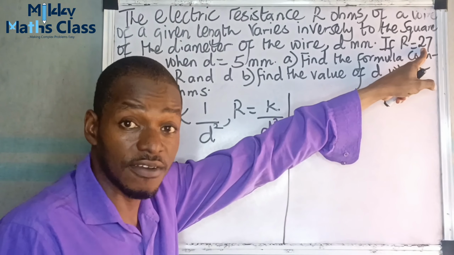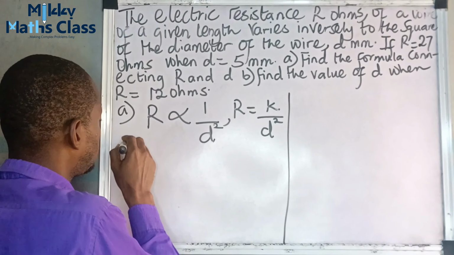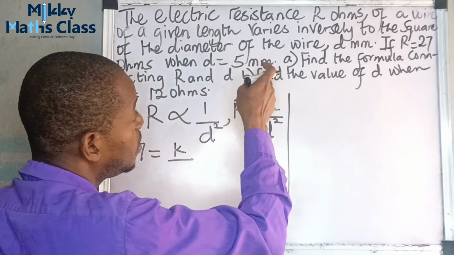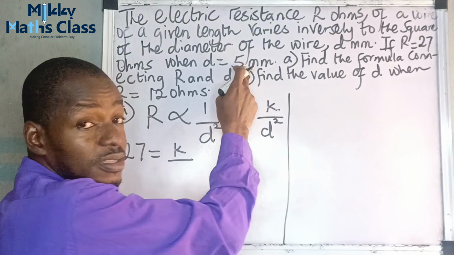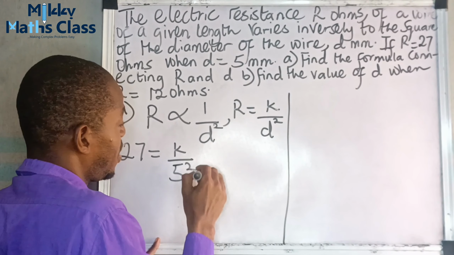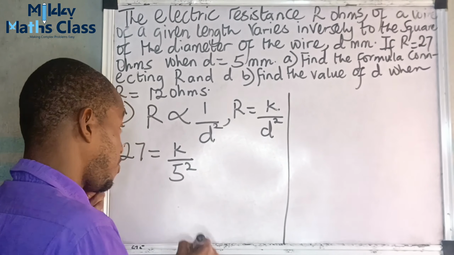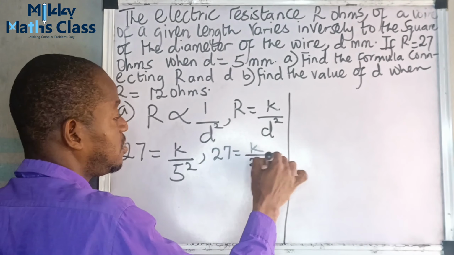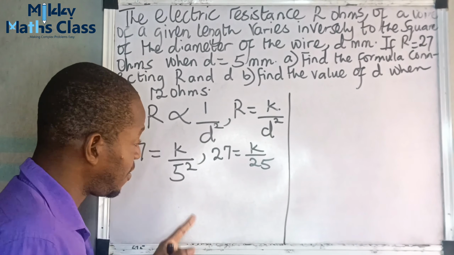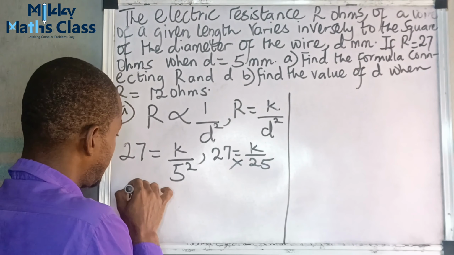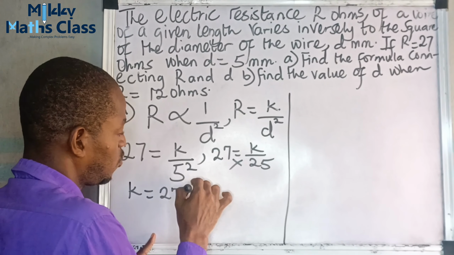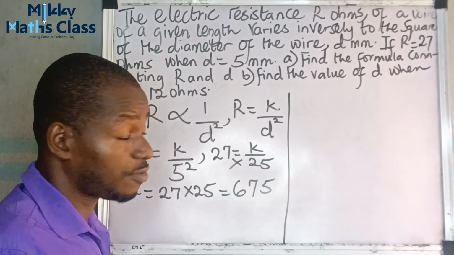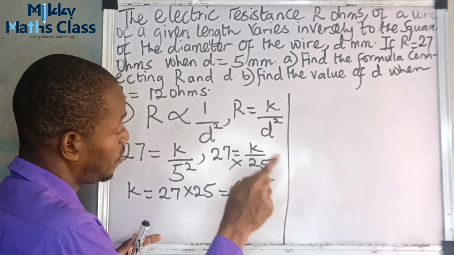If R is 27, so whenever we see R, we put 27 equals K over our D. Where is our D? 5 millimeters. So that's K over 5 squared, because it says D squared. 5 squared is 25, 5 times 5. So our 27 will be equal to K over 25. So cross multiply. Our K will be equal to 27 times 25, which will give us 675.